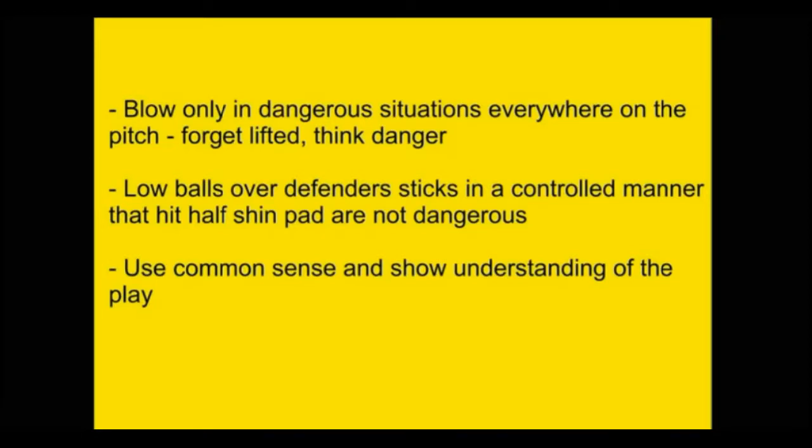It then goes on to contradict what is given in the explanation of Rule 9.9 about a ball raised towards an opponent. Low balls over defender's stick in a controlled manner that hit half shin pad are not dangerous. Rule 9.9 of course has informed us that any ball raised towards an opponent within 5 metres is dangerous play. Finally, the umpire is advised to use common sense and show understanding of the play.